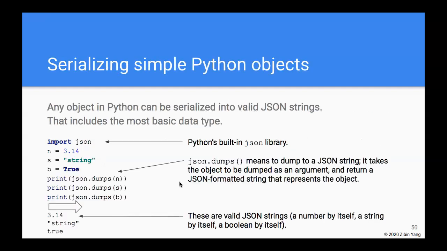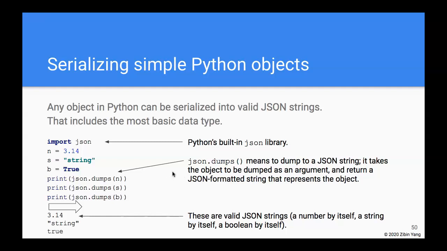So let's start with the simplest Python objects that we can serialize, such as just an integer, or a number, floating point number, a string, or a Boolean. So the first thing is that we definitely don't want to do the serialization manually by ourselves. But fortunately, Python has a built-in JSON library, so all you have to do is import json. And then, okay, let's have a number, a string, and a Boolean.